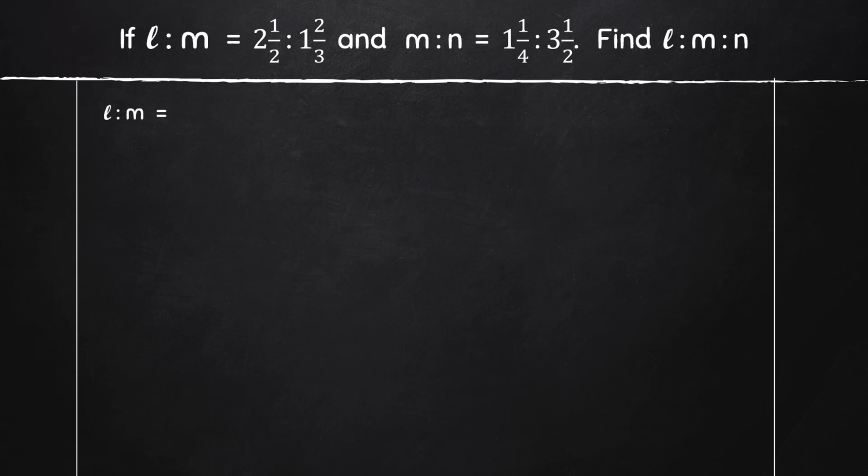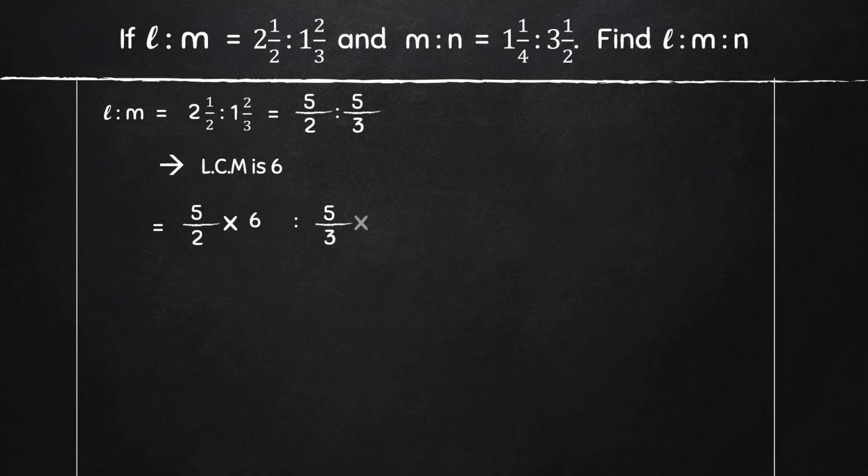Now what is L is to M? 2 1 by 2 is to 1 2 by 3. Converting to improper, we get 2 2s are 4, 5 by 2 is to 5 by 3. So the LCM of 2 and 3 is equal to 6. So take the first fraction multiply by 6 is to second fraction multiply by 6. So do the necessary cancellations. So what do you get? You get 5 threes are 15 is to 5 twos are 10.